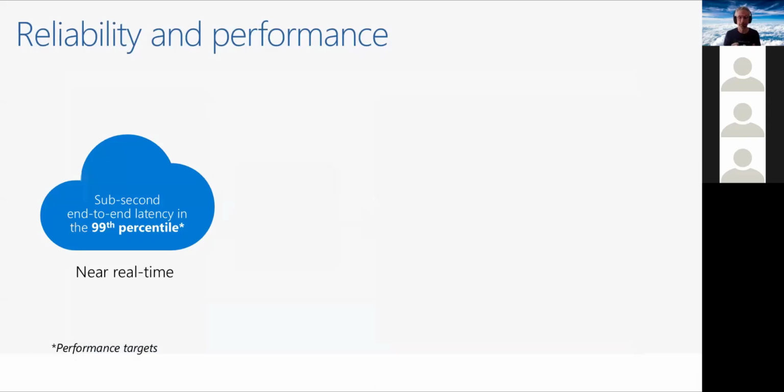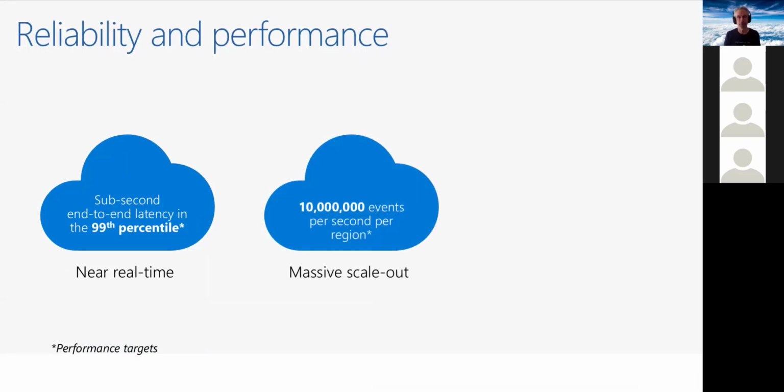So their aim here is to have sub-second latency 99% of the time for events that go out. And it's massively scalable. Event Grid for each Azure region is designed to handle 10 million events per second. So that's really quite a lot.